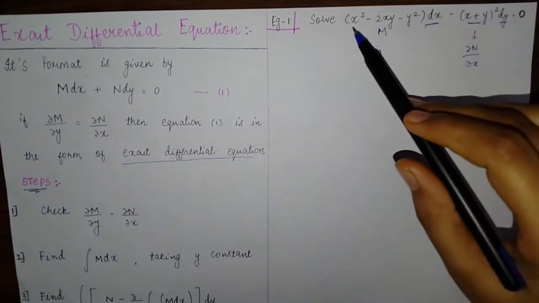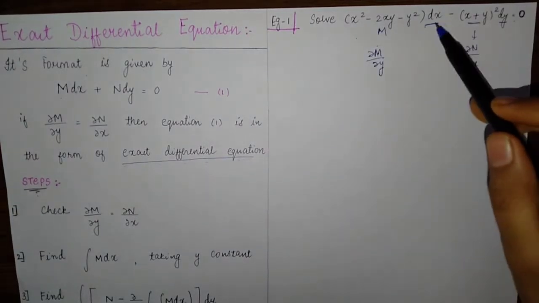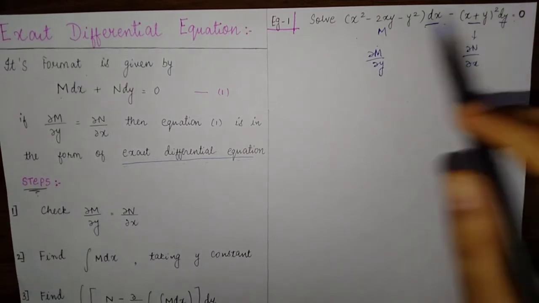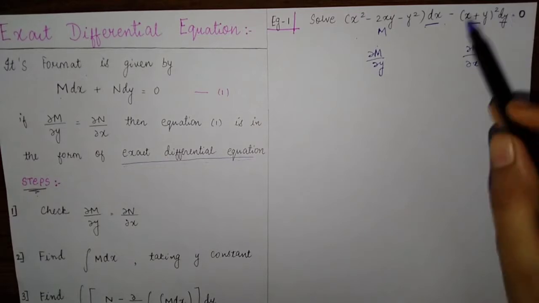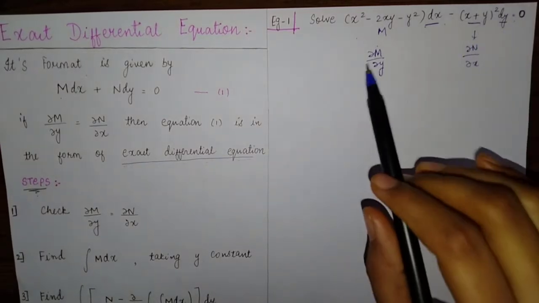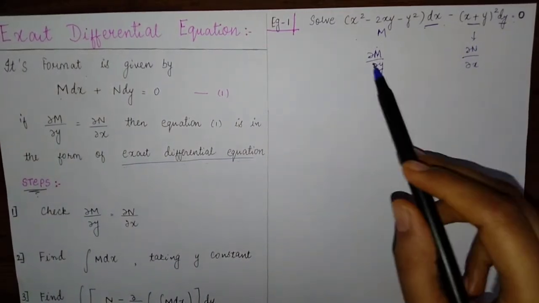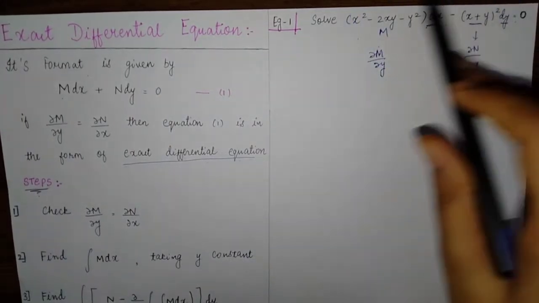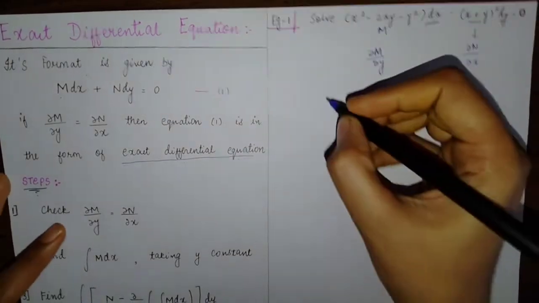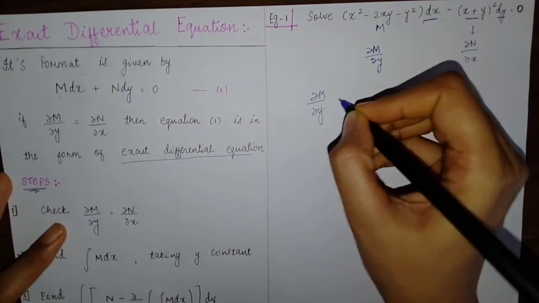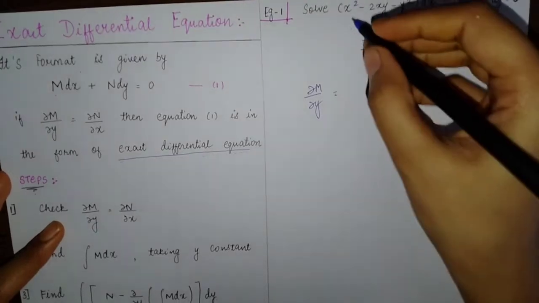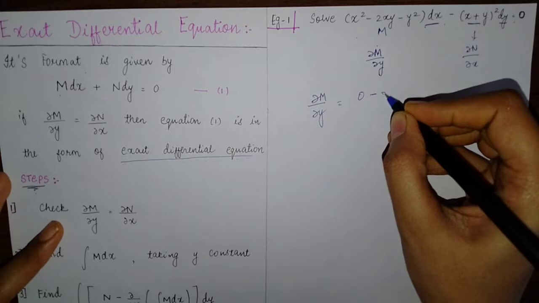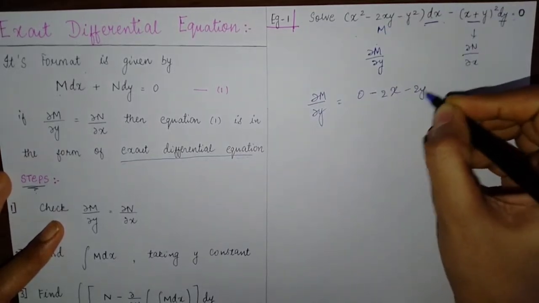Example 1: solve (x square minus 2xy minus y square) dx minus (x plus y) whole square dy equal to 0. So here this is our M and this is our N. So the first step is you have to check whether both these are equal or not, and if they are equal, then it is an exact differential equation. So we will find del M by del y. What will be del M by del y? The x square term is there, so it will be 0 minus 2x minus 2y.